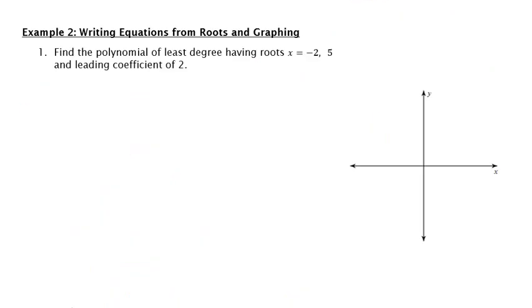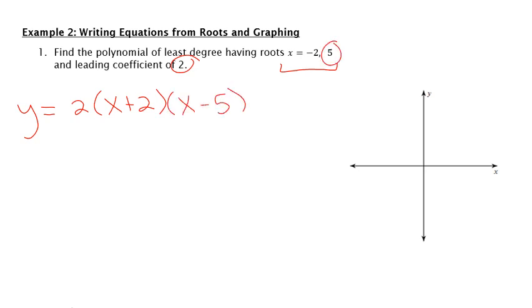Example 2 is basically the same type of problem. This time we're given the roots and a leading coefficient. So if we write this out, if I want to do my equation first, whatever the roots are, I'm setting it equal to 0. So I'm going to have here x plus 2, x minus 5, because I'm taking the opposite sign here. And now we're just going to go ahead and multiply it out.